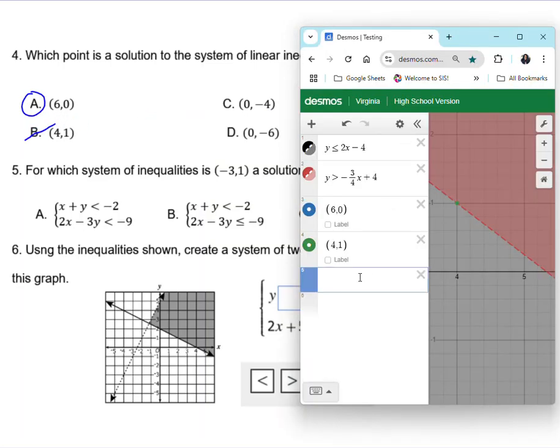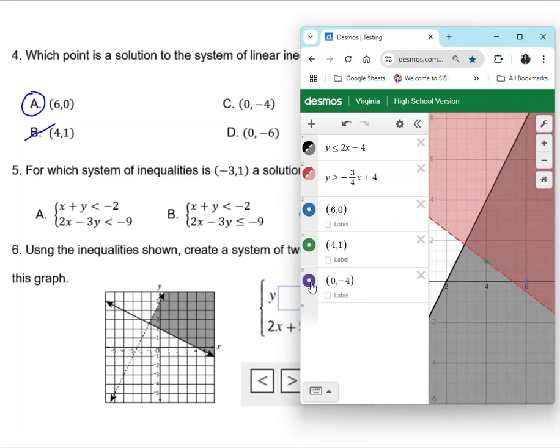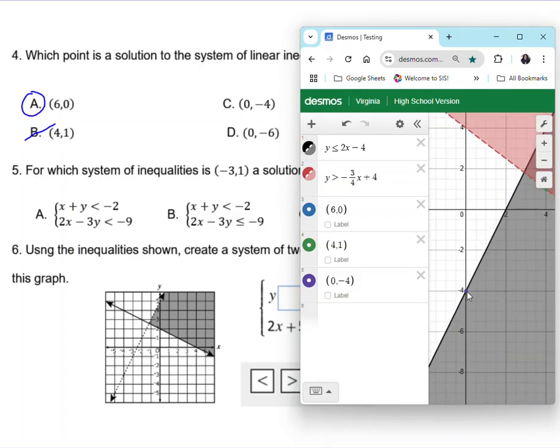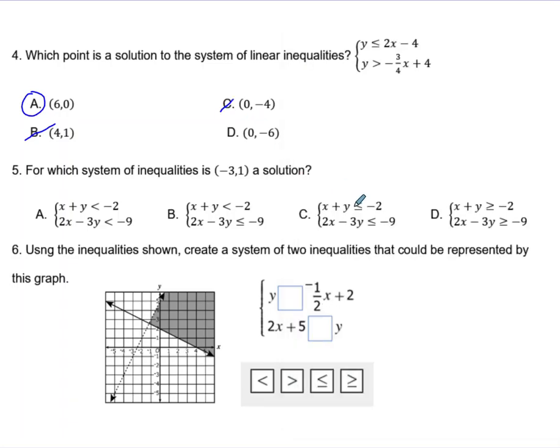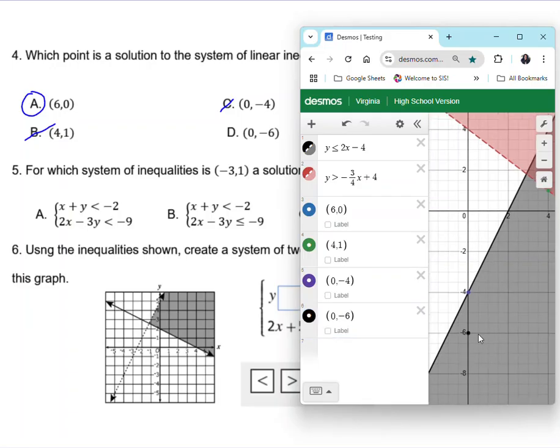The next one, 0, -4. Where is it? Oh, it's right here. So even though it's on a solid line, it's in this region where it's not double shaded, so that's why that is not a solution. And then the last one, 0, -6 is over here. It's not in the double shaded, so that's not a solution either.